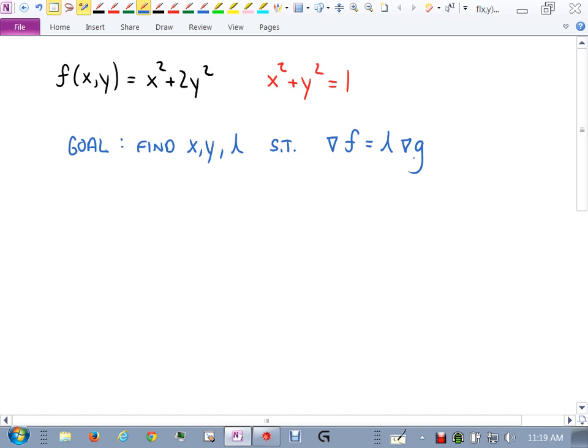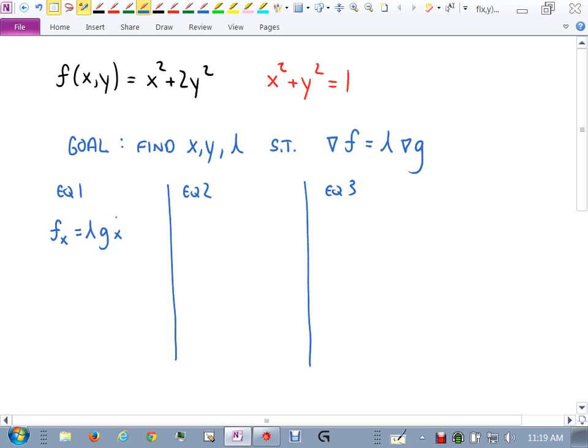So we said this is going to create 3 equations: equation 1, equation 2, and equation 3. The first equation is the partial of f with respect to x equals lambda times the partial of g with respect to x. That will always be the case when you're doing Lagrange, where you have a function of 2 variables and you have a constraint like that. You'll always have this as your first equation. Your second equation will be the same thing, but with respect to y instead. And your third equation is just the constraint equation itself: x squared plus y squared equals 1.